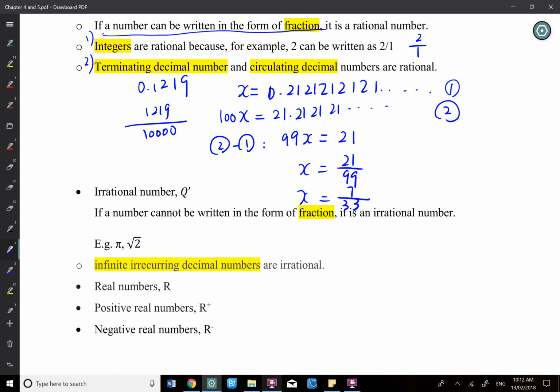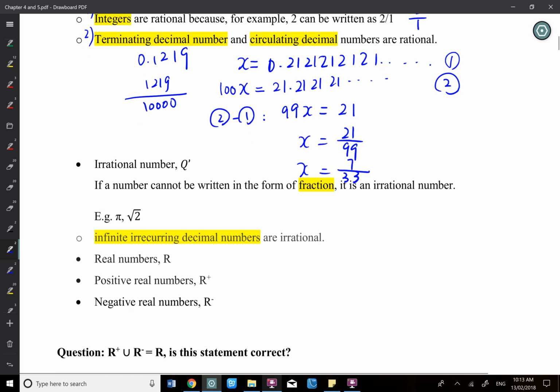What is x? x is 0.212121. But x is also 7 over 33. If you put that into the calculator, you can see that it's the same. So all the circulating decimals can be done by this method. It just depends on how many decimals are recurring. So if it's 3 decimals, you enlarge that by 1,000 times. If it's 4 decimals recurring, you use 10,000 times. So it depends on how many decimal places are circulating.